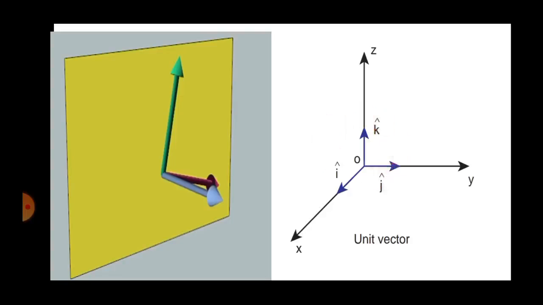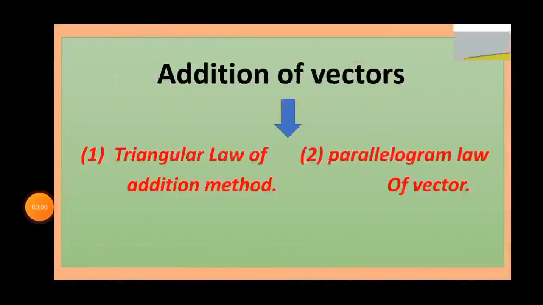They are called orthogonal unit vectors. And two more vectors, null vector or zero vector. Zero vector is a vector whose magnitude is 0. This is called zero vector. Proper vector: all the non-zero vectors are called proper vectors. Clear, children? Next topic, addition of vector.